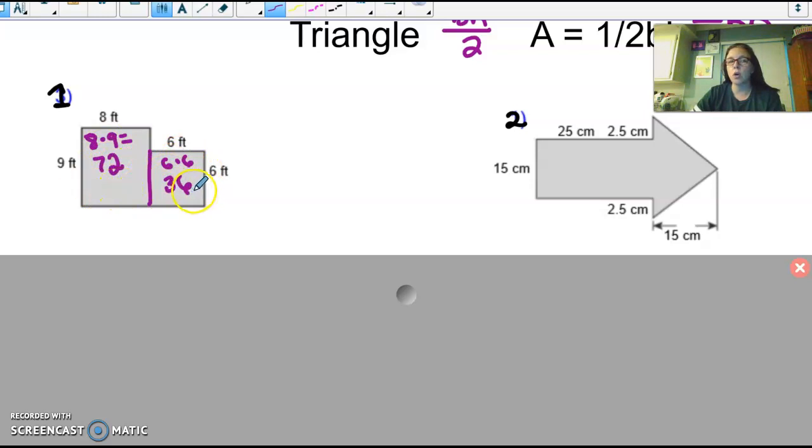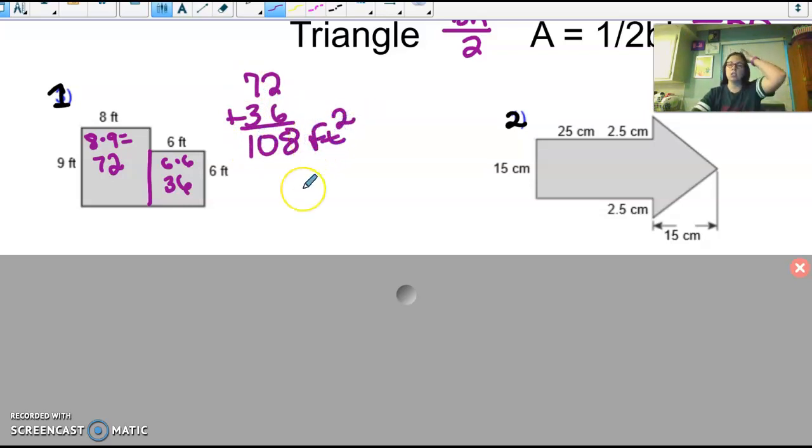Okay, so now this rectangle 72, this square is 36. We want to know the total. So you're going to add them up. So 72 plus 36, 108 feet squared. So don't forget on area, your units are going to be squared.